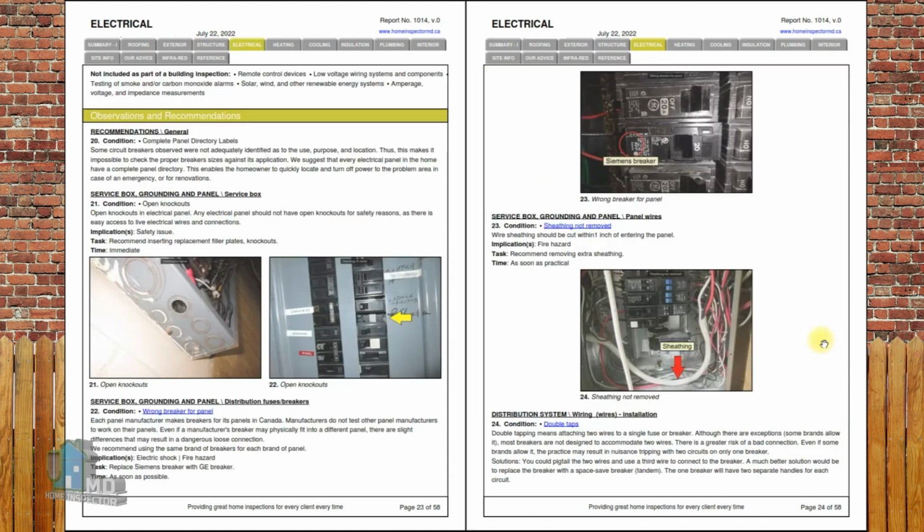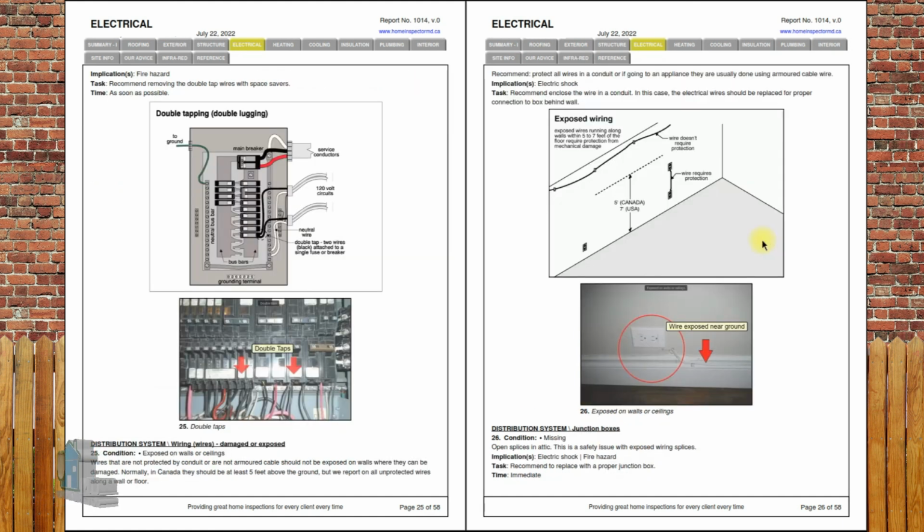When it comes to electrical, the observations are focused on the safety of people in the house and fire prevention. You can't have knockouts missing or have the wrong brand of breaker in the panel, shown here with a Siemens and GE breaker together. Here are nice examples of illustrations complementing the photos on issues.